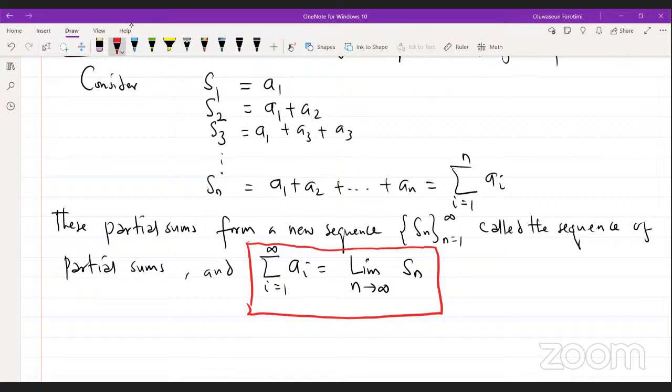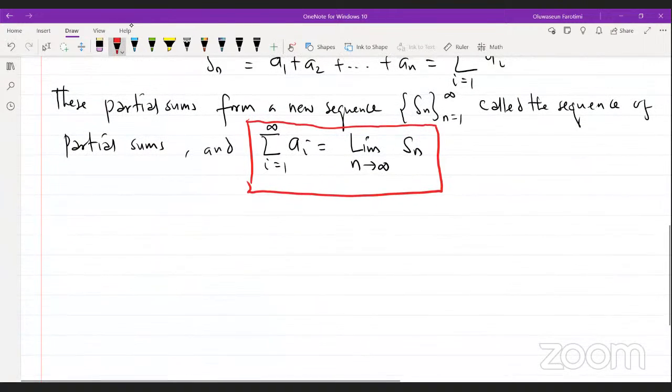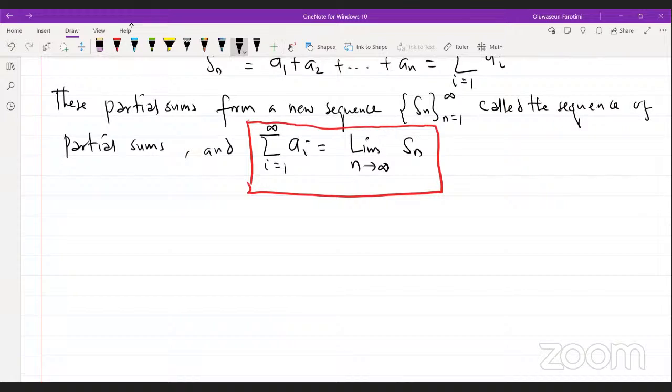All right, so we're going to learn a couple of definitions here, because in this section we're laying the foundation for our series. We're going to study different series tests and the like. So, definition.